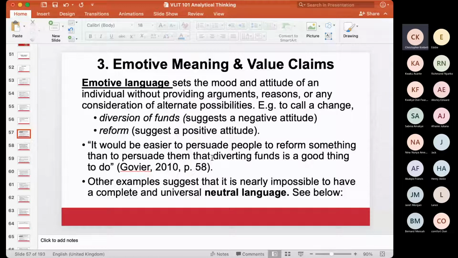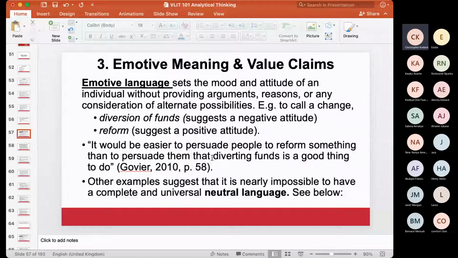Now let's come to another context, like critical context, where we are talking about change. If somebody desires to talk about change in the financial sector, and then refers to it as diversion of funds, the expression diversion of funds has a negative implication. It has a negative meaning, and so it suggests a negative attitude. And so those who hear this expression will probably begin to act on the impulse and respond to it.